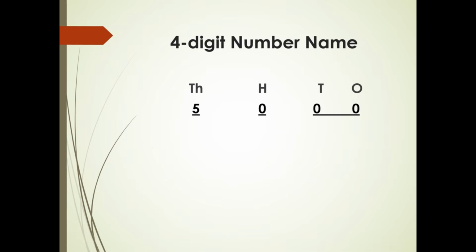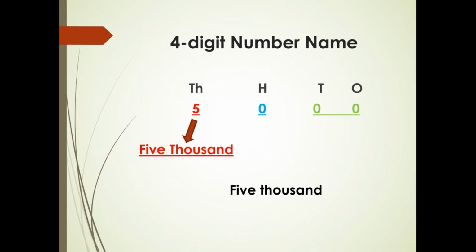In the previous two examples, we considered two numbers. One had 0 hundreds and the other one had 0 tens and ones value. In this example, we have both. Hundreds has 0 value and tens and ones have 0 value. In this case, only the thousands digit will be named, as 5000. All the other values are 0. So the name of this number will be 5000.